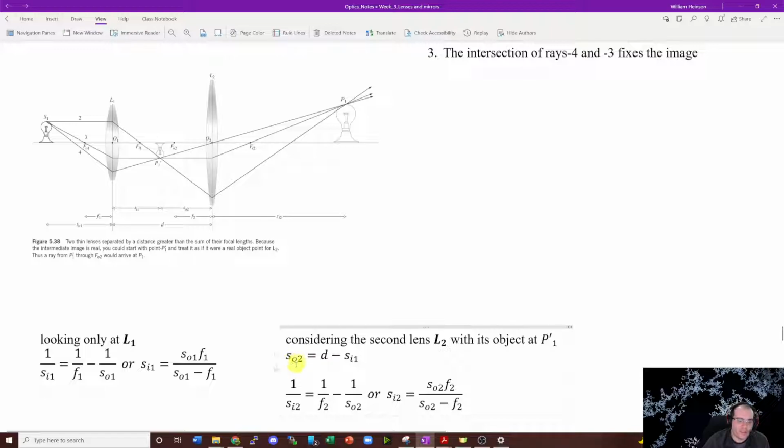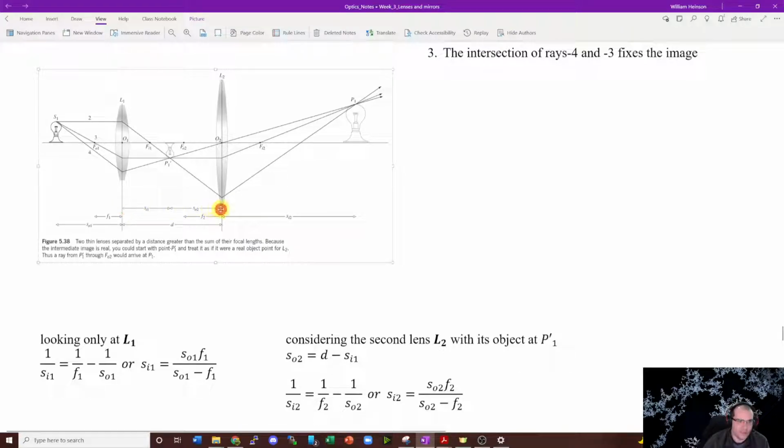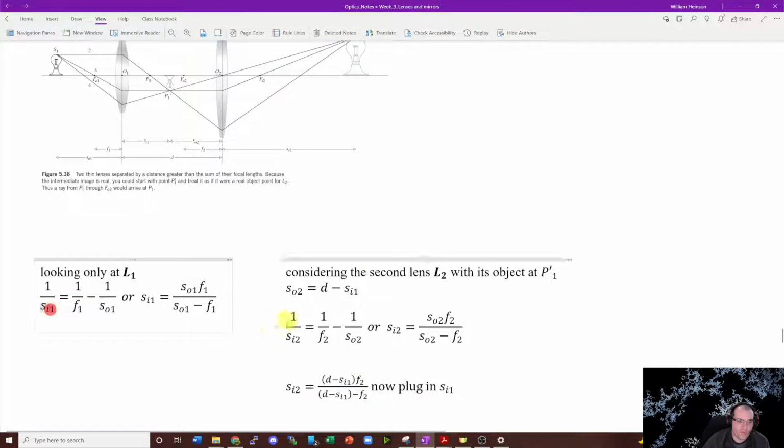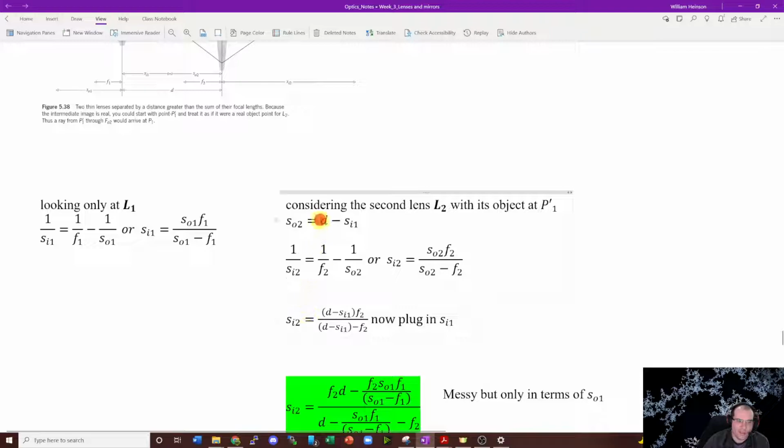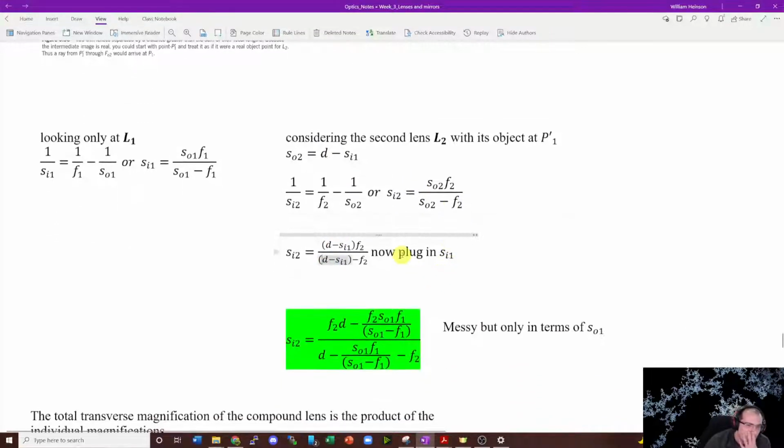Well, we know the object distance of lens 2, from here to here, is this distance here, minus the image distance, because the image of 1 is the object of 2. So we have that. Now we just do this form for lens 2: image distance 2, focal point 2, object distance 2, or this. We can plug this guy into here. So that became that. There and there becomes that and that. And now we plug this, because look, we can plug this into this.